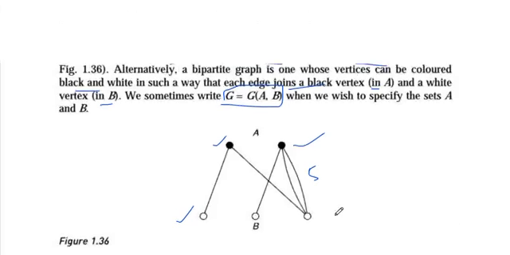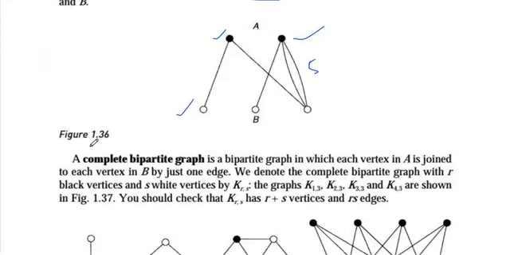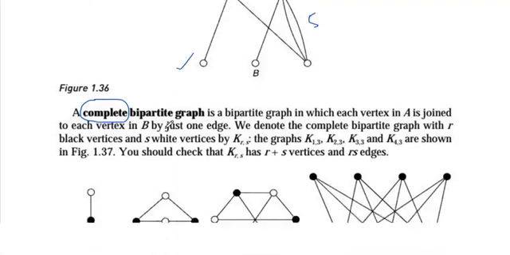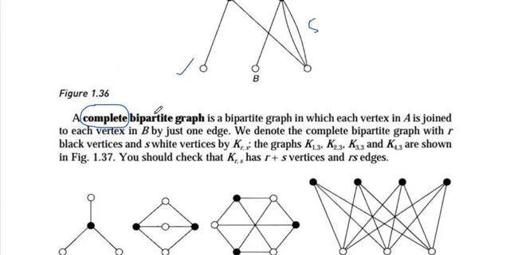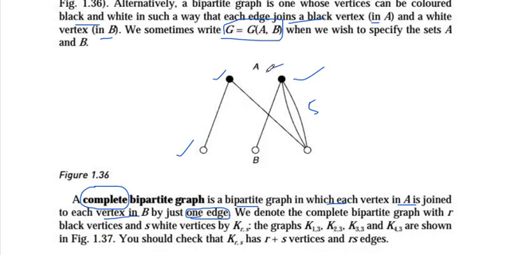Now in bipartite graphs there is also the complete bipartite graph. A complete bipartite graph is a bipartite graph in which each vertex in A is joined to each vertex in B by just one edge. Here you can see that in this bipartite graph, this vertex is connected with 3 edges, sorry, 2 edges with one vertex.